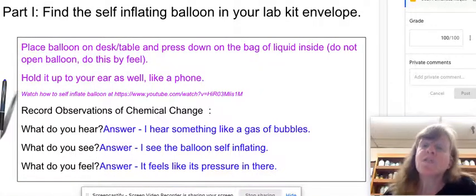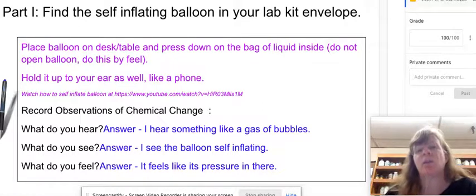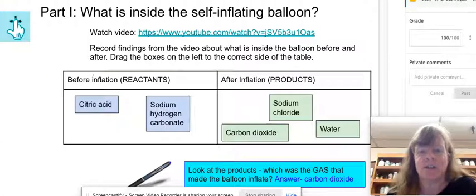Okay. So first of all, you don't need to resubmit. Not looking for a resubmission. I just want to make sure I'm correcting your errors before they get solidified. So the self-inflating balloon, you should have heard something inside of it, gas bubbles. You should have seen it inflate, and you should have felt it kind of get colder. All right, it's an endothermic change actually that's going on in there.